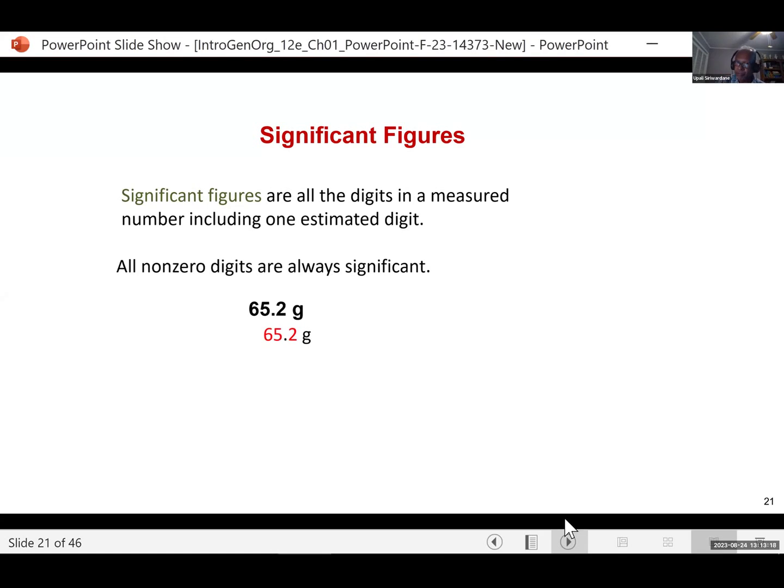When you do a measurement, we don't give a lot of numbers. We round it off to the first decimal place. So significant figure is easy to find out. This number 65.2 has 3 significant digits. This number has how many? 6 significant digits.